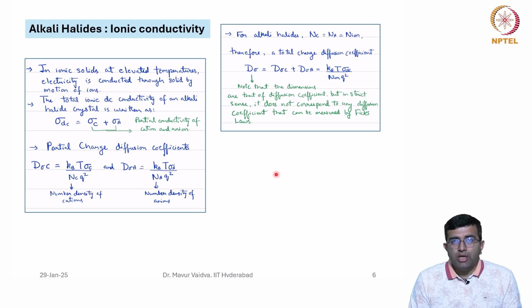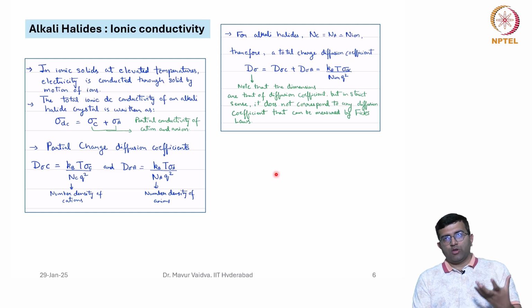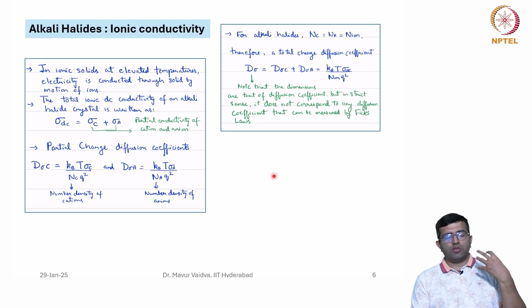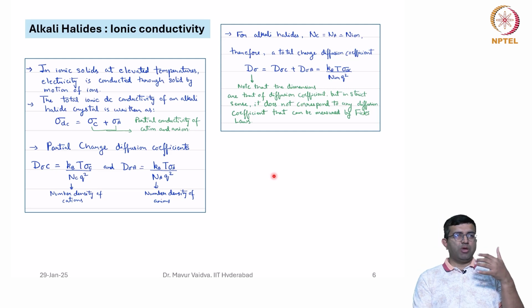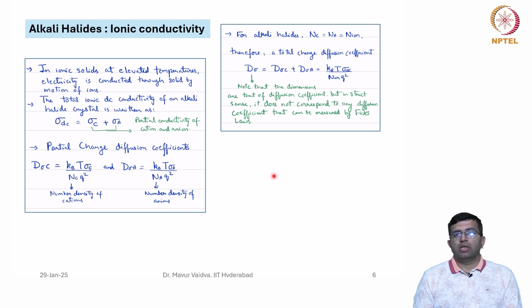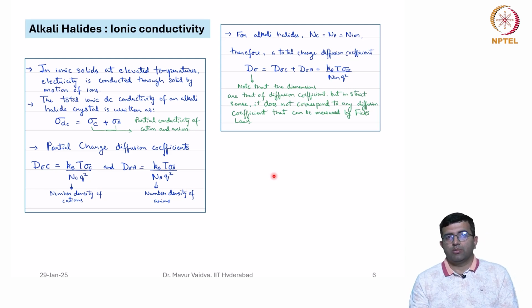One very important point, remember that this D_sigma, which is the charge diffusivity, only has the units of a diffusion coefficient, but strictly speaking, it does not correspond to any diffusion coefficient. That means it is not really a diffusion coefficient that can be measured by classical Fick's laws. So, by the standard solution of Fick's law, you cannot measure something like a D_sigma. So, although the dimension is that of diffusivity, strictly speaking, it is not really a diffusion coefficient.